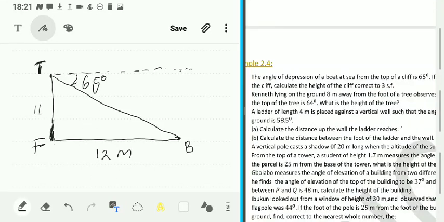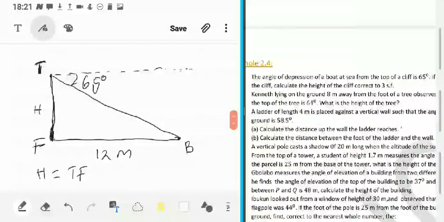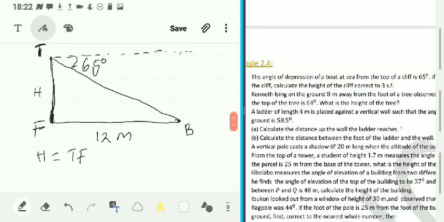So let's call this height H. H is equal to TF, the length between T and F. If you don't know how to name all these things, please check the former video. We did some explanations there. So H, the height, is what we're looking for. Now let's start. Solution.